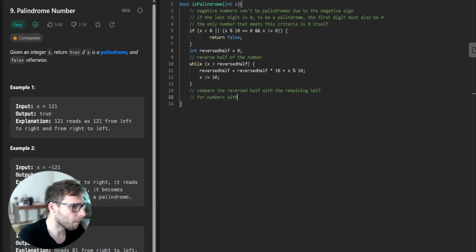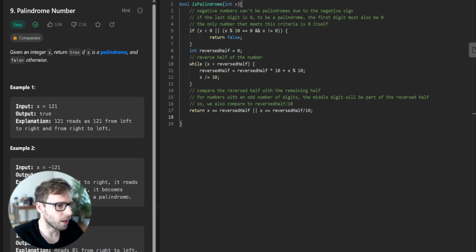For a number with an odd number of digits, the middle digit will be part of the reversed half as well. So we also compare x to reversedHalf divided by 10. So return x equals reversedHalf or x equals reversedHalf divided by 10.